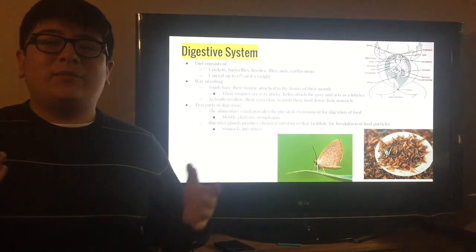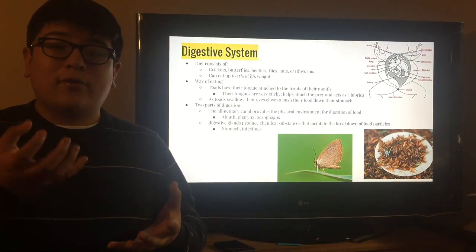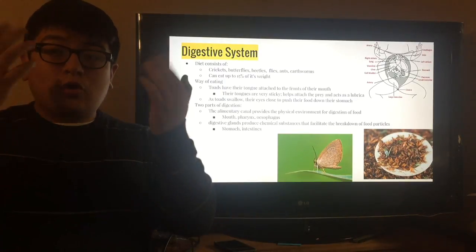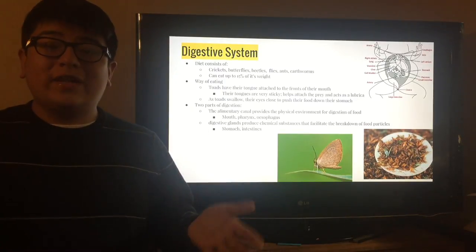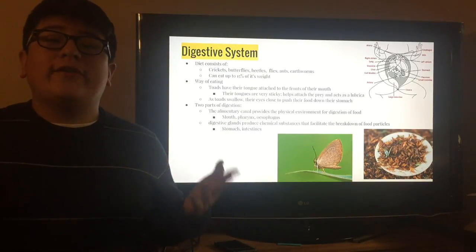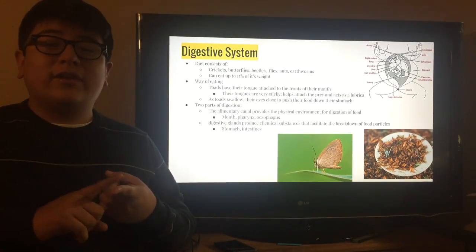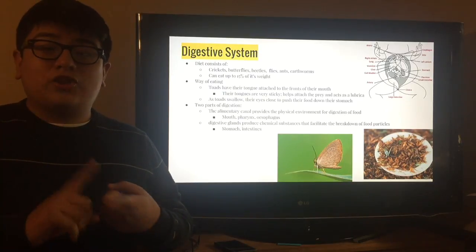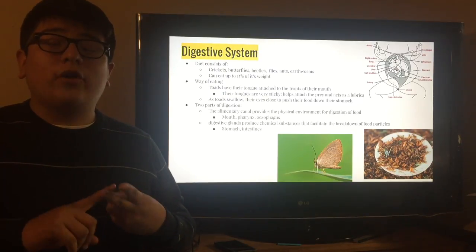So what happens is when the prey enters the mouth, the eyes will close as if the organism were blinking, and the eyes help push down the food. So there are two parts of digestion. There's the alimentary tract, and there's the digestive glands and organs.